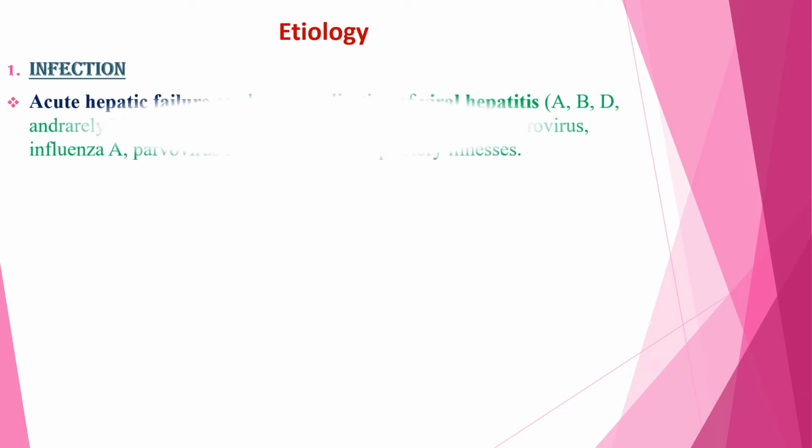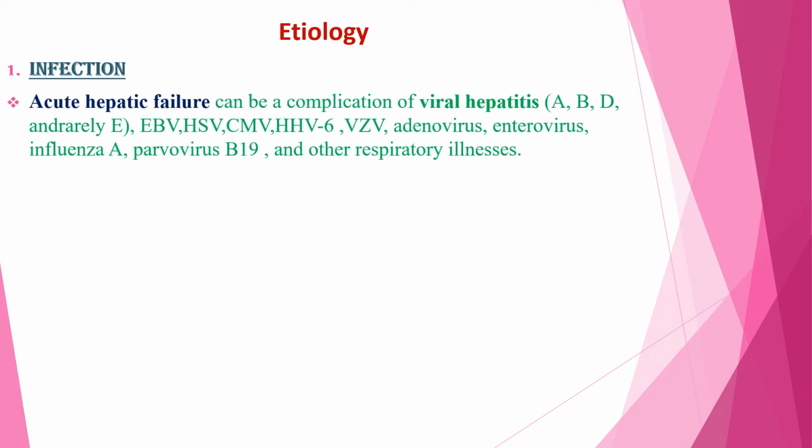When we come to the etiology of acute liver failure in children, the first and the most common is infection. Acute hepatic failure can be a complication of viral hepatitis A, B, D, and sometimes E, and also other viral causes such as Epstein-Barr virus, herpes simplex virus, cytomegalovirus, herpes type 6, varicella zoster virus, adenovirus, enterovirus, influenza, and parvovirus, and also other respiratory illnesses.